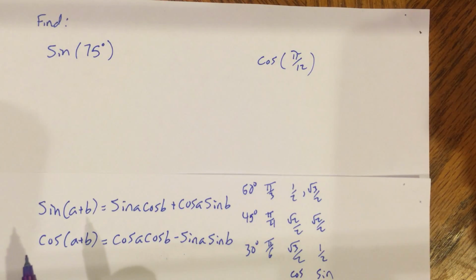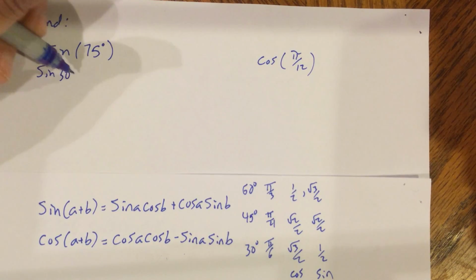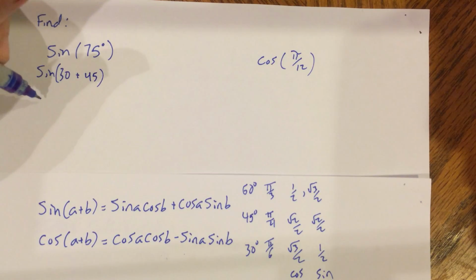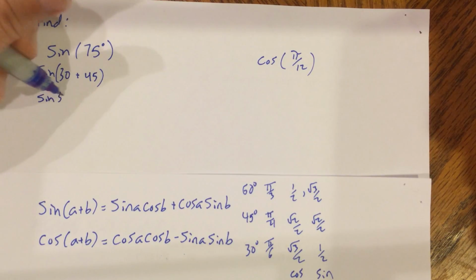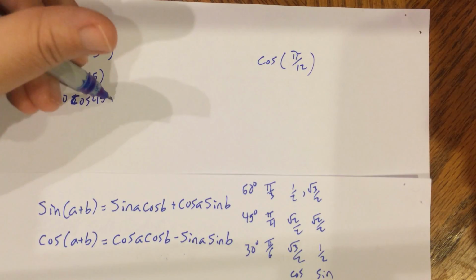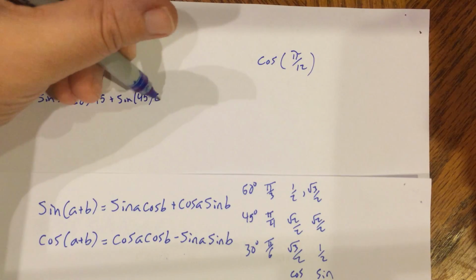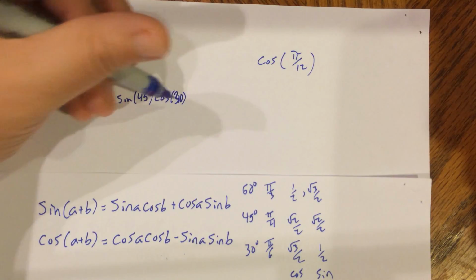And I'm going to say, do any of these add up to give me 75? Or subtract to give me 75? And they do. So 30 and 45. So I'm going to rewrite this as sine of 30 plus 45. And so I'm going to use my sine of a plus b. I'm going to say sine of the first, cosine of the second, plus sine of the second, cosine of the first. That'd be 30, sorry.